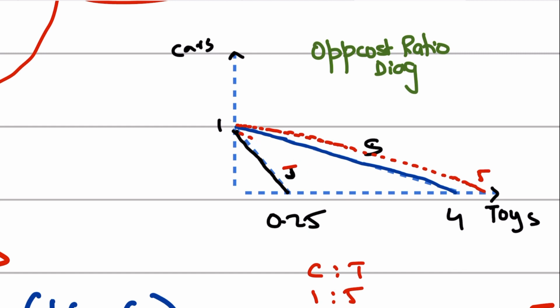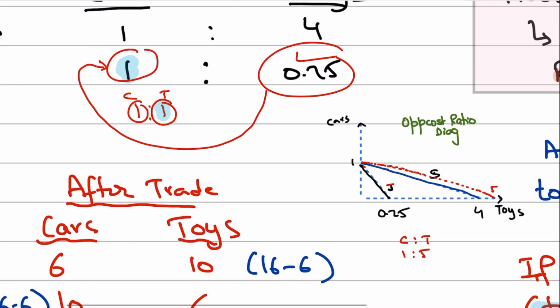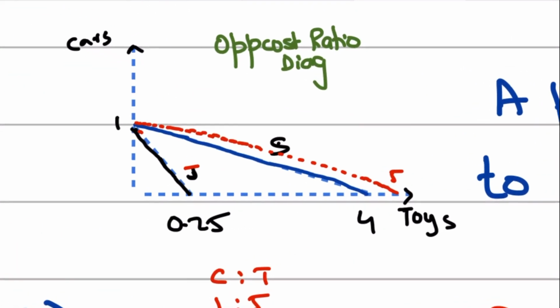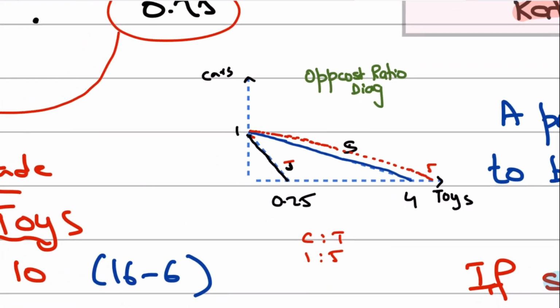But this ratio of 1 is to 5 is not lying in between the opportunity cost ratios. Hence, this will only benefit one country. First of all, it is not benefiting Sweden at all. We know that, right? We've seen it's not benefiting Sweden. But an exchange ratio of 1 is to 5 will benefit Japan, but it will not benefit Sweden.